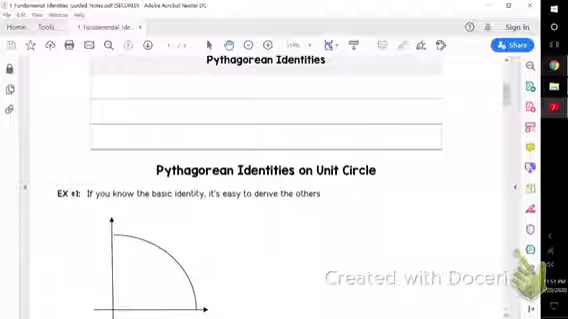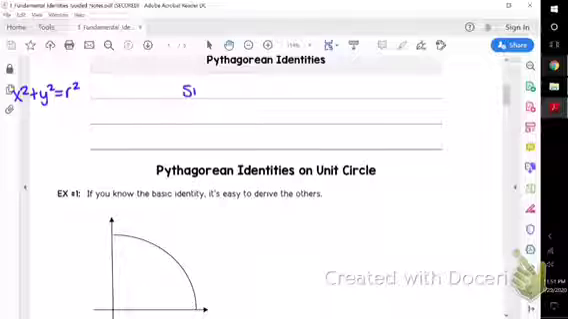Okay, so for Pythagorean identities here, remember we know that x squared plus y squared equals r squared, right? But remember we said on our unit circle, x is cosine, y is sine, and r is always what on our unit circle? Well, our r is always 1. So, now I'm not real sure why they always write sine first since it's x squared plus y squared, but order doesn't matter when we're adding.